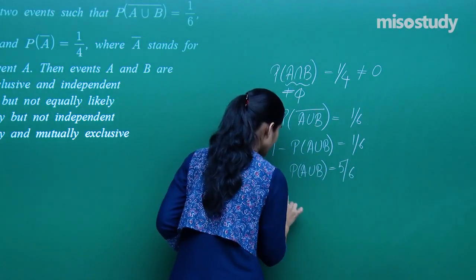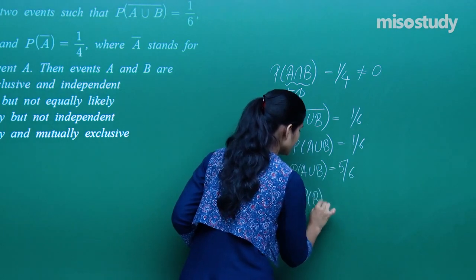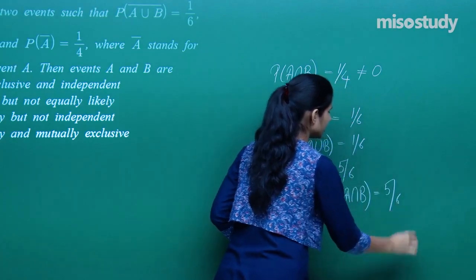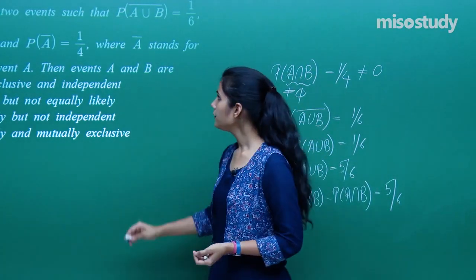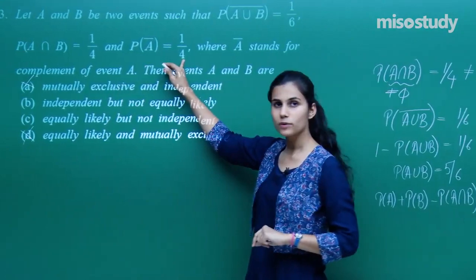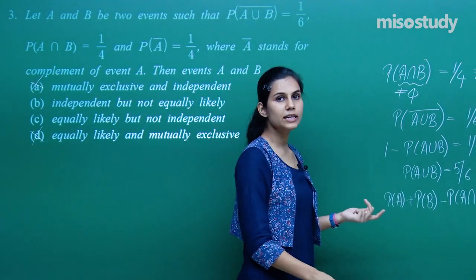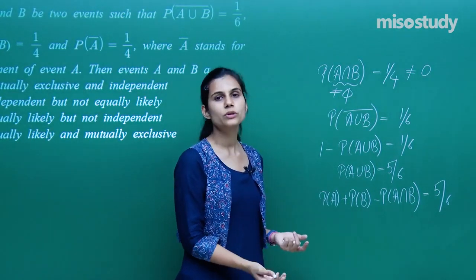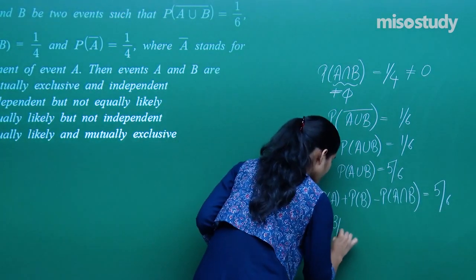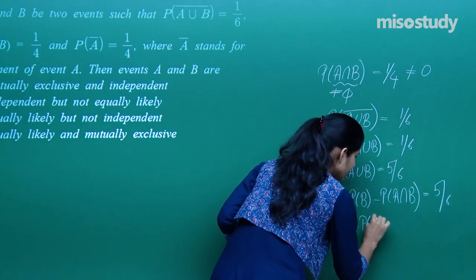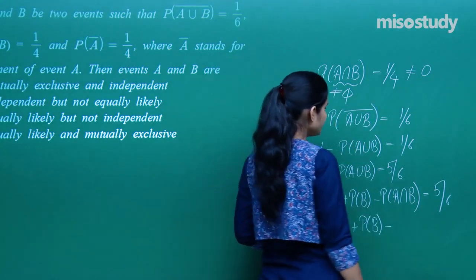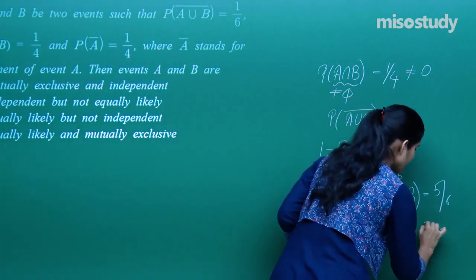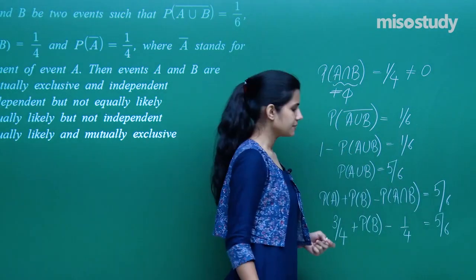That means probability of A plus probability of B minus probability of A intersection B is 5 by 6. Now, you are given that probability of not happening of event A is 1 by 4. That means probability of happening of event A will be 1 minus probability of not happening of event A. That is 1 minus 1 by 4, which is 3 by 4. Probability of B, I don't know. Probability of A intersection B is given to me as 1 by 4, and this is 5 by 6.